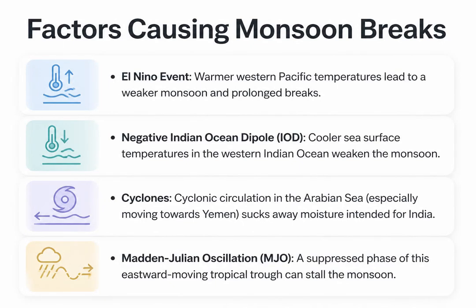What causes these devastating monsoon breaks? Several global factors can pull the plug on India's rainfall. An El Niño event or a negative Indian Ocean Dipole can weaken the overall monsoon circulation. Sometimes a cyclone forms in the Arabian Sea and moves west toward Yemen. This literally sucks the moisture away from the Indian subcontinent. Additionally, a suppressed phase of the Madden-Julian Oscillation, a traveling band of tropical thunderstorms, can also stall the monsoon winds.